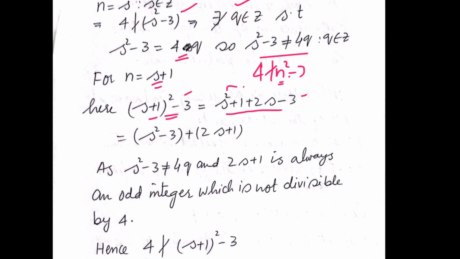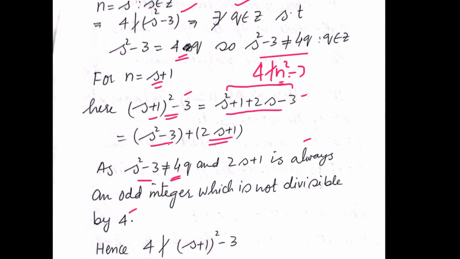Combining s square with 3, we have s square minus 3 plus 2s plus 1. By the hypothesis, we supposed s square minus 3 is not divisible by 4, or s square minus 3 is not a multiple of 4. And 2s plus 1 is always an odd integer, which is not divisible by 4.